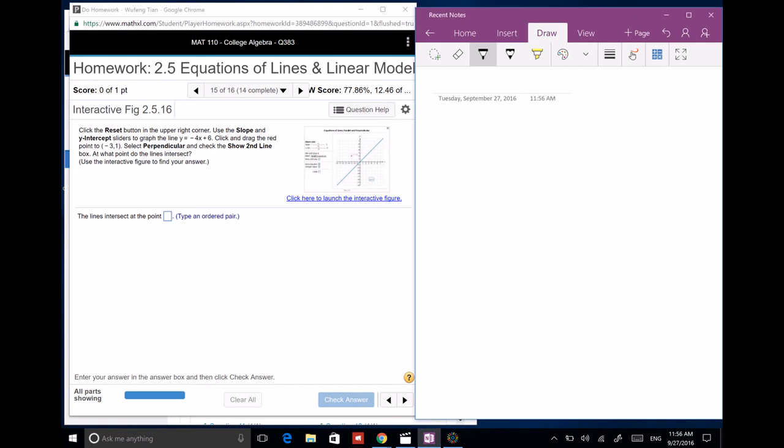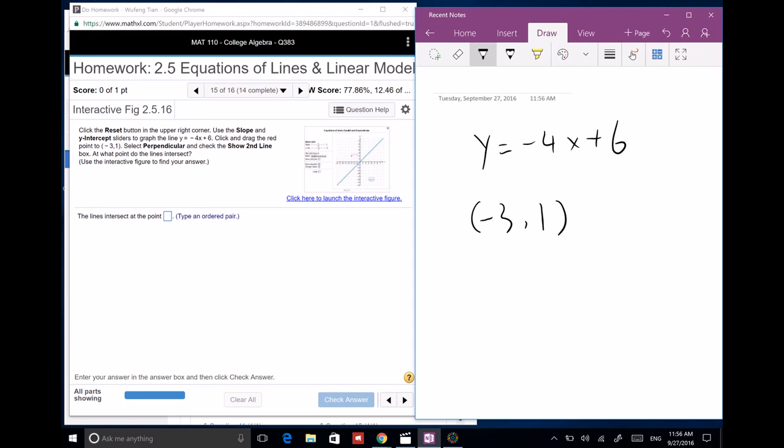And this one, y equals -4x plus 6. Drag the line to -3, 1. Select perpendicular, check show a line box. It asks at what point they intersect.